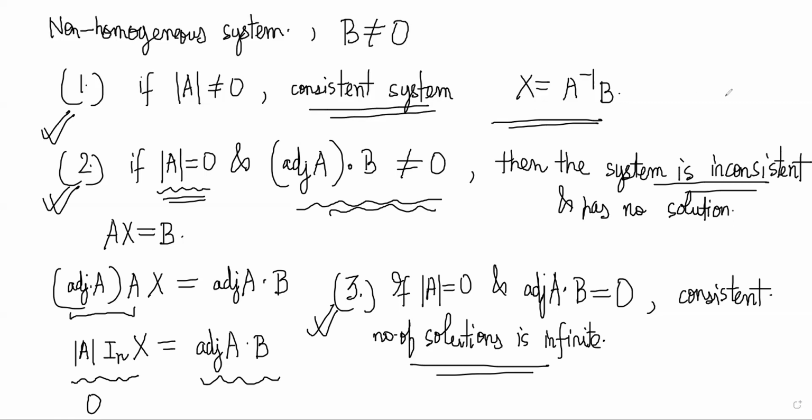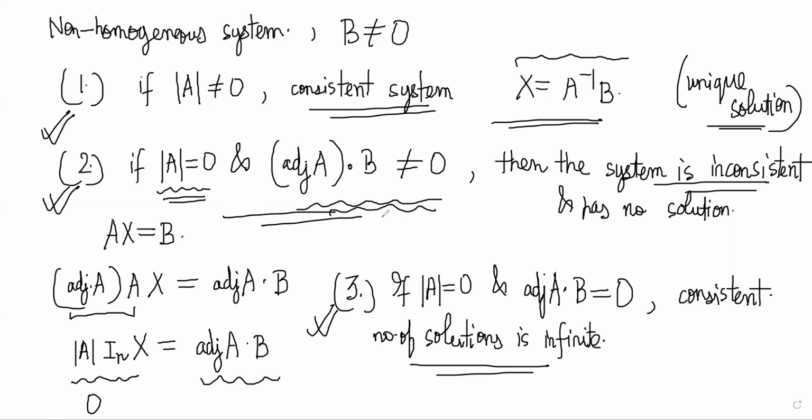This is a consistent system with a unique solution. Here the solutions are not infinite, there is only one solution. And this is the case with zero solutions, no solutions, and this is the case with infinite solutions, when both sides are identically zero, right?